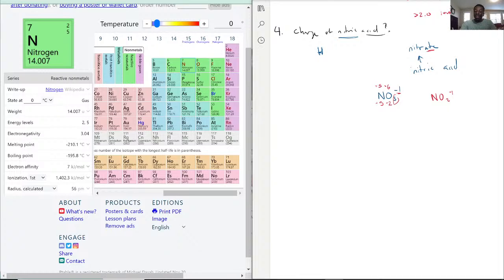So with that being said, hydrogens, well, protons, typically have a positive charge. Nitrate, as we've shown here, has a negative charge. So nitric acid would be HNO3, okay? This is nitric acid. Now they're asking for the charge. The charge of nitric acid itself, because the positive and negative cancel out, is neutral.